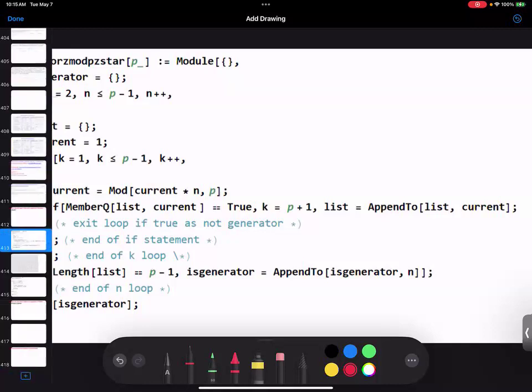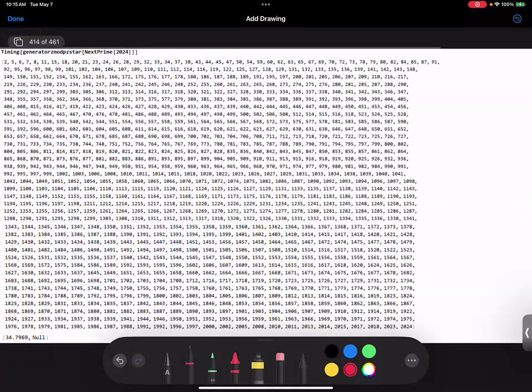If you run it, it took about 34.7969 seconds to find all the generators when the prime is the next prime after 2024. So Mathematica has a really nice command called NextPrime. And so I don't have to worry about, well, what is the next prime after 2024? Just have Mathematica do that for me. And here is a list of all of them. And we end pretty quickly. But 34 seconds is a reasonable amount of time.